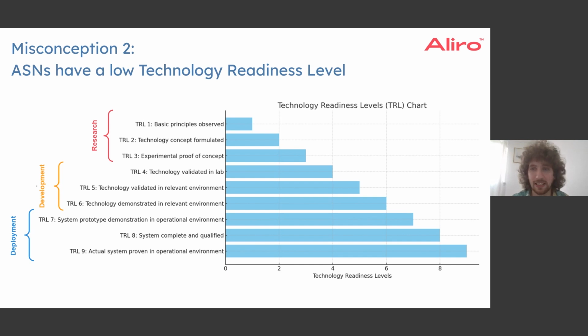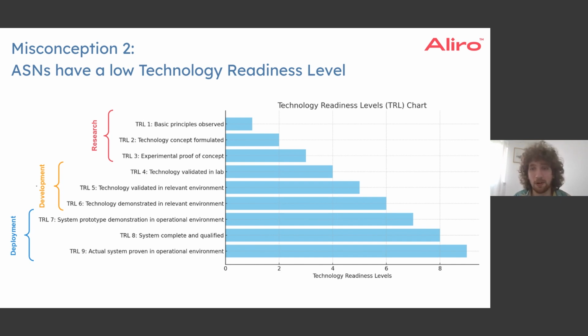Oftentimes, the first three technology readiness levels are grouped together as research, levels 4 through 6 are grouped together as development, and levels 7 through 9 are grouped together as deployment. These groupings are not always perfect, but they do give a good general idea of what these ranges of levels represent in terms of technical maturity.